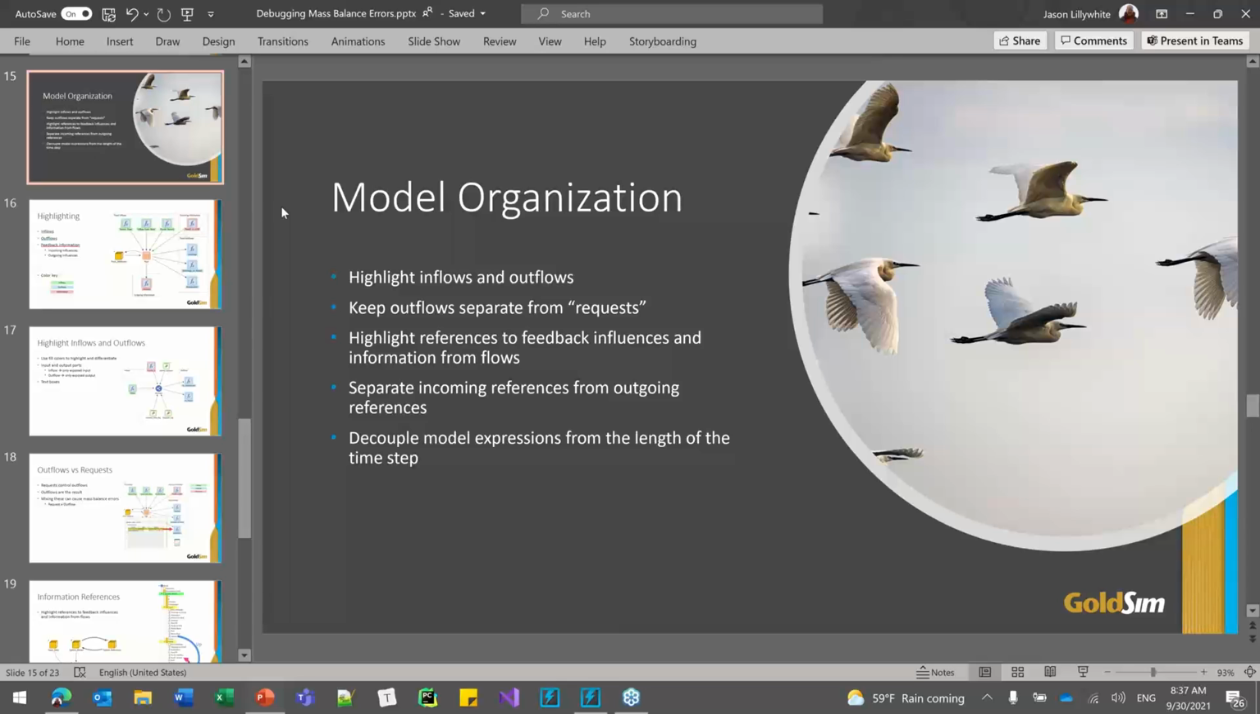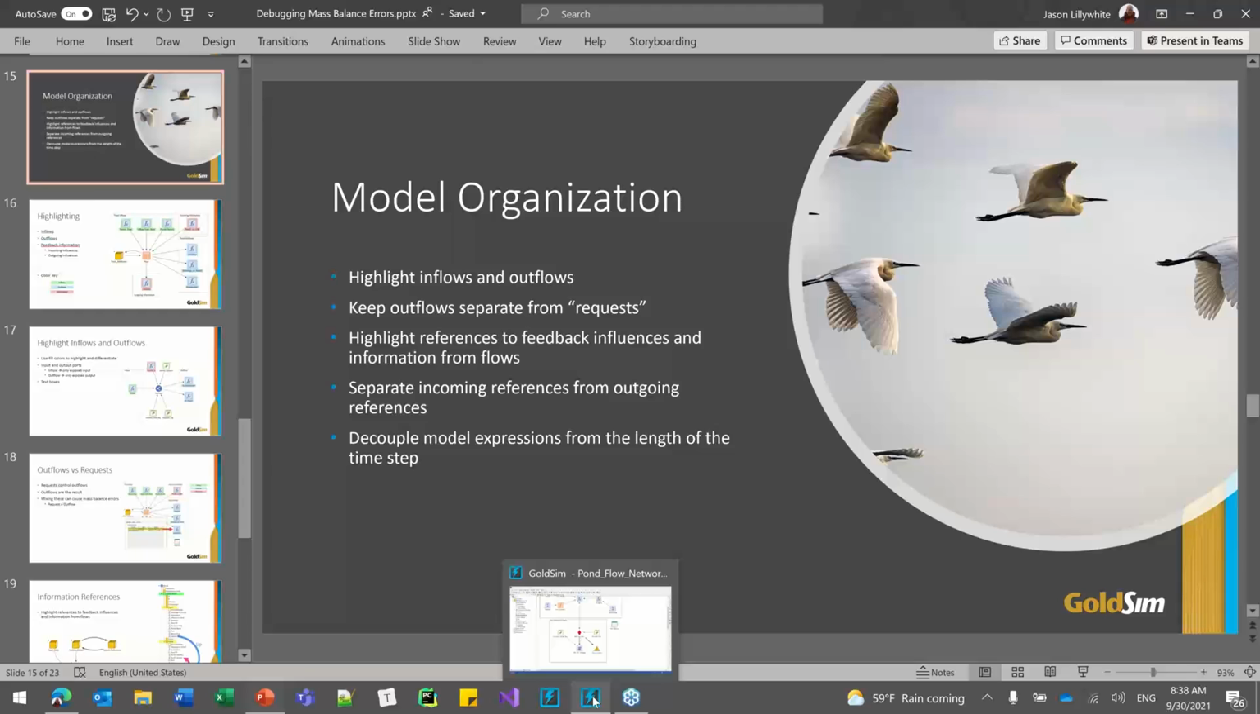I started building models as a consultant in 2006 and worked with various models for quite a few years in GoldSim, and found that many of these ideas worked well for me. And I have seen them since while working at GoldSim for the last 11 years. I've seen quite a few models and I heard from quite a few people that some of these ideas work well. So the first thing I want to talk about is highlighting inflows and outflows.